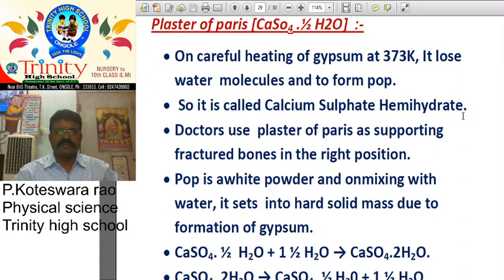Calcium sulfate hemihydrate. Doctors use plaster of Paris for supporting fractured bones in the right position.